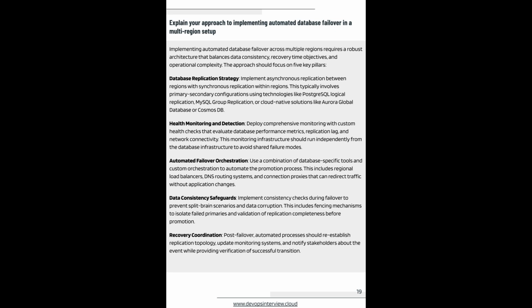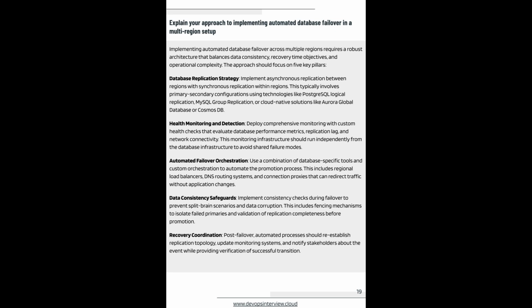Right. Then comes pre-promotion validation. Before a secondary is even considered for promotion, the failover manager needs to check its status. Is it healthy? Crucially, has it fully caught up with replication from the old primary, or is it within the acceptable RPO limit? Checking the lag again. Yes. You wouldn't want to promote a secondary that's significantly behind and risk losing a bunch of recent committed data. That defeats the purpose. Absolutely. Promoting a lagging secondary would be terrible.